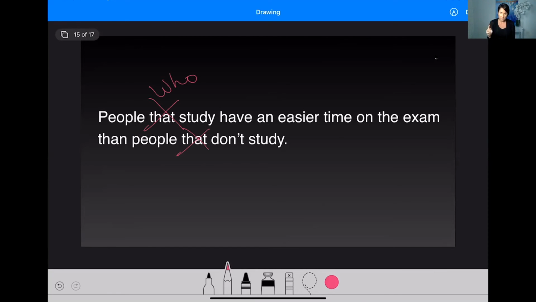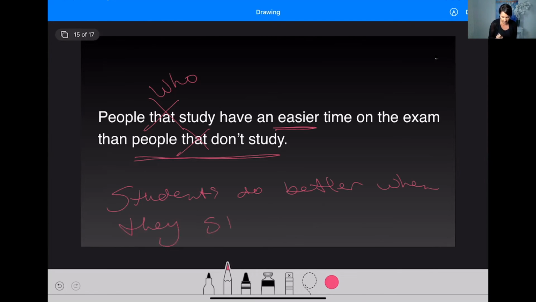Now, one thing that this sentence got correct, which I'm happy about, is we have easier here. And then we have the other thing that we're comparing to. This is what a lot of people do. They say, students do better when they study. What's wrong with this sentence? Students do better when they study. Better than what? Students do better when they study than when they don't study. If you have a better, a more, a taller, a bigger, a shorter, whatever, you have to have the than.